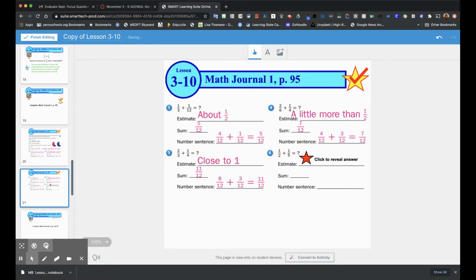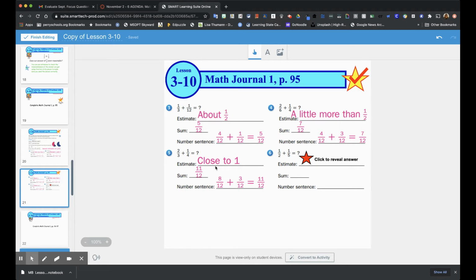Okay, here we have number 3, which should be about 1/2. The answer was 5/12. And they did 4/12 plus 1/12 equals 5/12. Number 4, they estimated a little bit more than a half. They got 7/12, which we know is a little bit more than a half because 6/12 would be a half. 4/12 plus 3/12 was equaling 7/12.